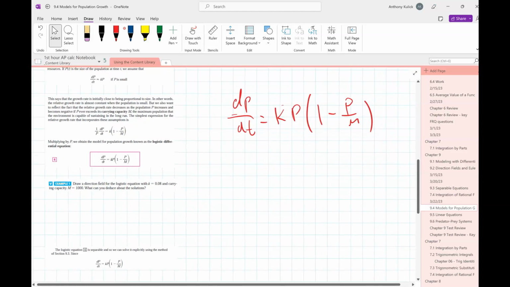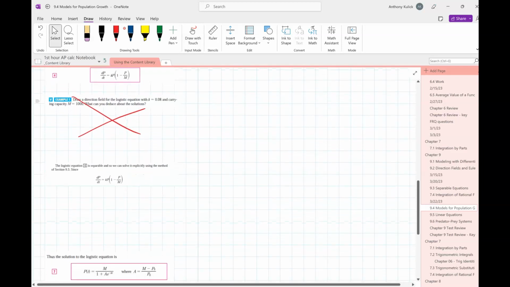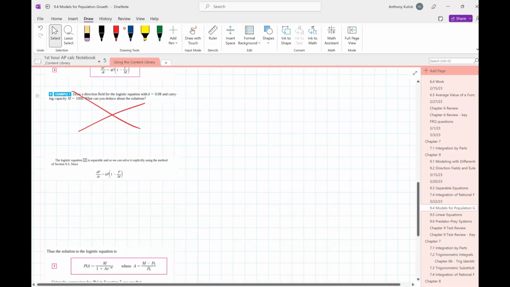So let's not worry about this. So this, again, is a separable differential equation. So we can solve this.